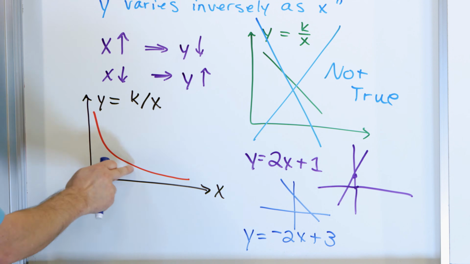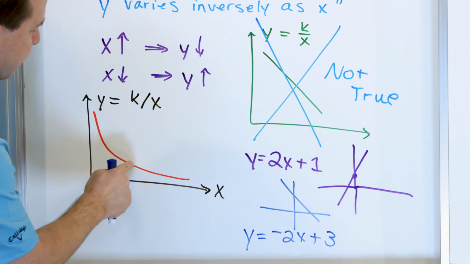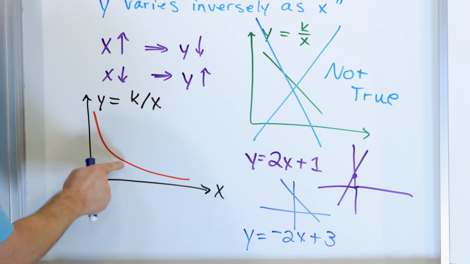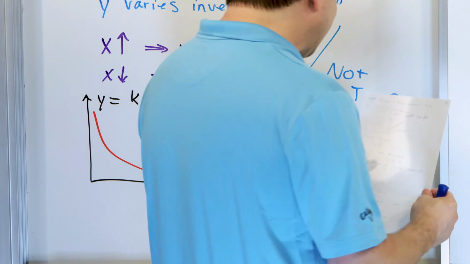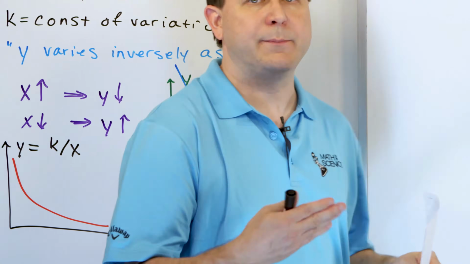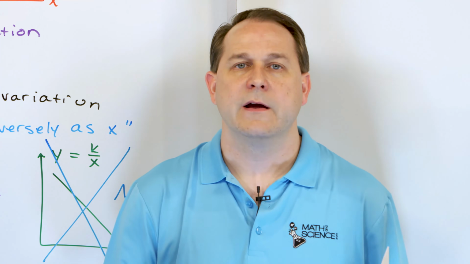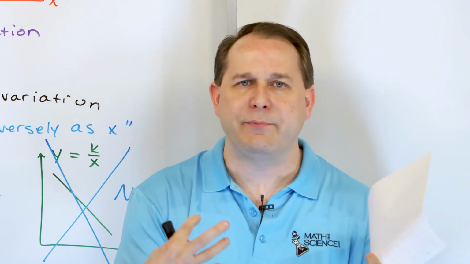In fact, it actually looks like this. It's not a straight line at all. It bends, and it does go from a high value to a low value, but it bends over like that. All right? So I want to give you a concrete example as to what an inverse variation really is, something that you can wrap your brain around.